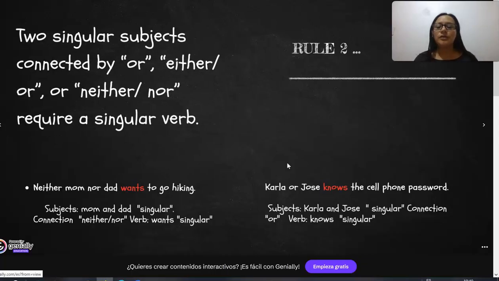And then I have rule number 2. Two singular subjects connected by or, either or, neither nor require a singular verb. So I have here neither and or, and both require a singular verb, as you can see, wants and knows. The subject, mom and dad, are singular, and the same thing here, Carla and Josue are singular. Of course, this is connected by neither, and the other one is connected by or. And as I said before, that's why we have these singular verbs, knows and wants.